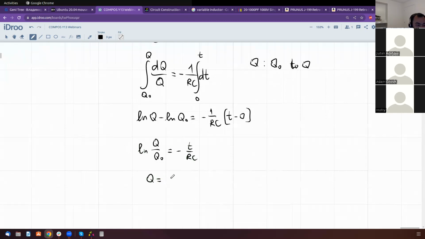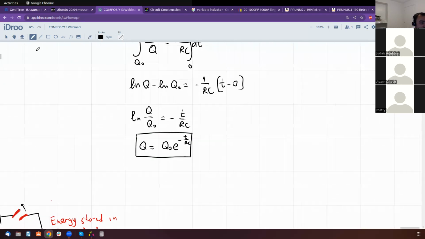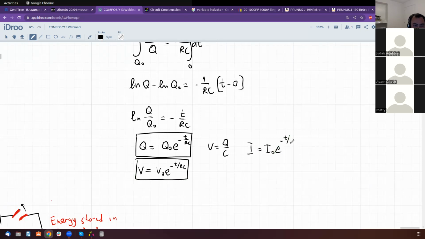Q is equal to Q0 e to the power minus t over RC. This is a formula which is familiar to you. Okay, you can find the voltage now. The voltage is Q over C. So you have voltage is equal to V0 e to the minus t over RC. And in a similar way, you can find that the current is equal to I0 e to the minus t over RC.